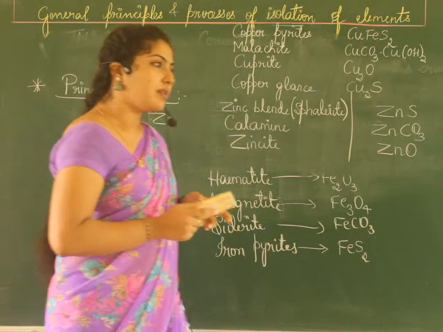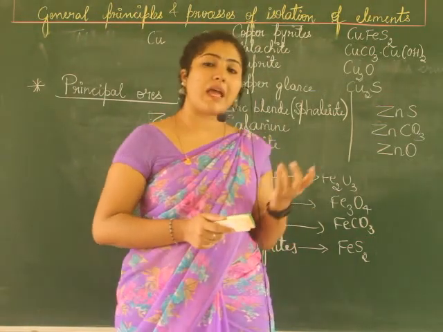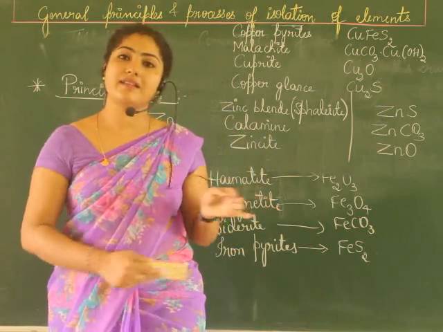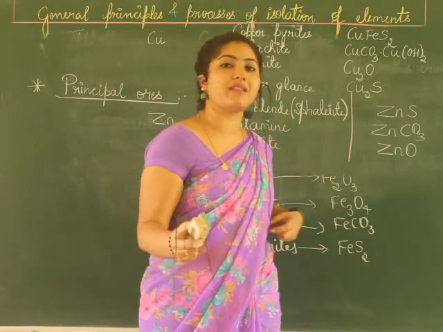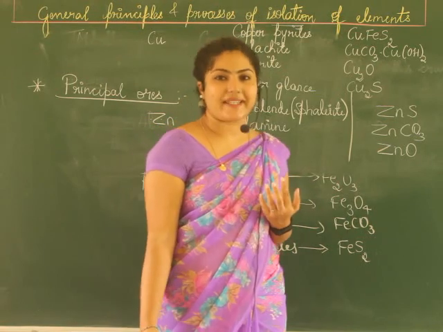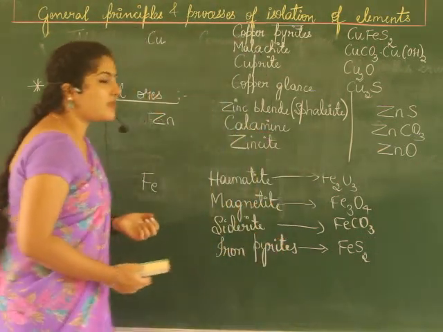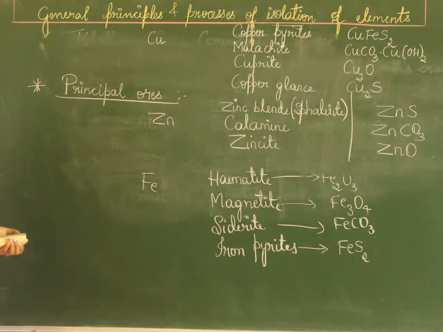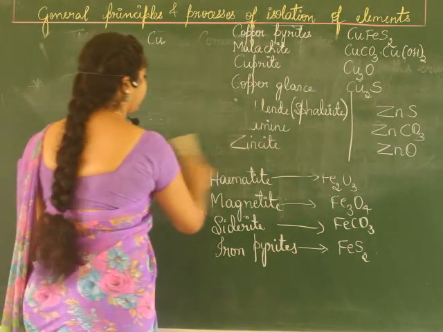So you know this, aluminium is the most abundant metal, and second place is iron. So iron is the second most abundant metal in the Earth's crust. So shall we move on to the next part? Next part is where we study the very first step of metallurgy, that is concentration of ores.